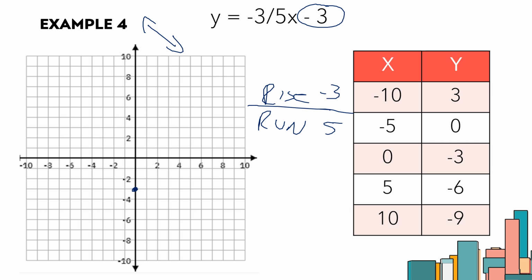So if I go down 3, 1, 2, 3, over 5 to the left, 1, 2, 3, 4, 5. That's the wrong way. 1, 2, 3, 4, 5. Now I put my dot, and I notice when I put the dot this way, the line's going down. And I went up 3, 1, 2, 3, over 5. It still would have went up. So I always like using the table. I mean the equation. To me, the equation is easier to solve.